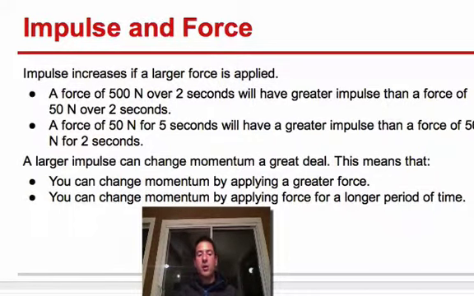So larger impulse can change momentum a great deal. So what does that mean though? Basically, you can change momentum by two ways. We can do it by applying a greater force. So if I want to change momentum, greater force is going to do so. And then I can change momentum by applying force for a longer period of time. So I can increase the force, or I can just have the same force, but apply it for a longer period of time, and that's going to change the impulse.